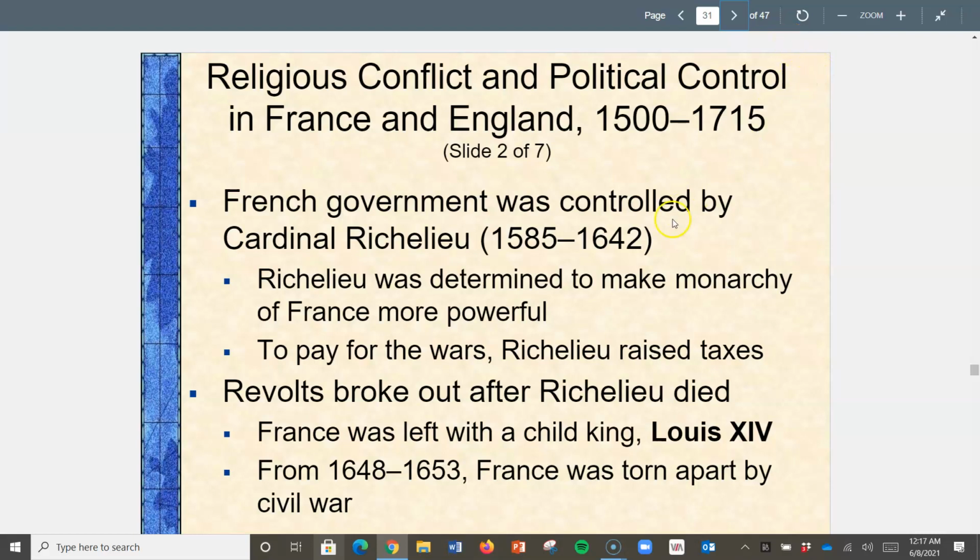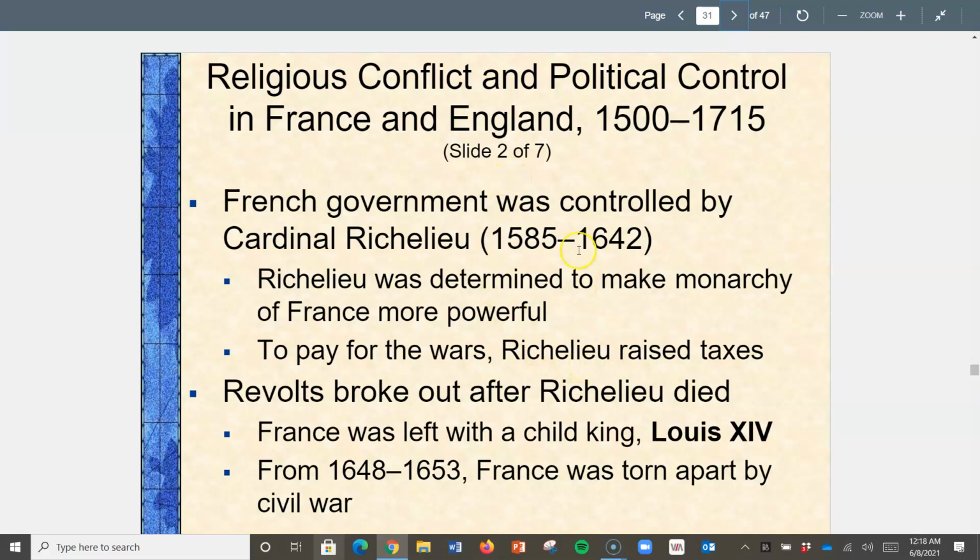What this leads to, though, is the French king, to solve some of these religious controversies, will start to become more and more powerful, and the power will begin to centralize around the French monarch. Now, this really happens under the reign of Louis XIII, who chose Cardinal Richelieu here as his prime minister. And you can see that Richelieu was determined to make France's monarchy more powerful. So Richelieu ruled very powerfully.